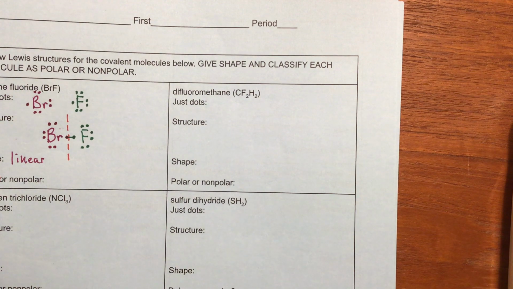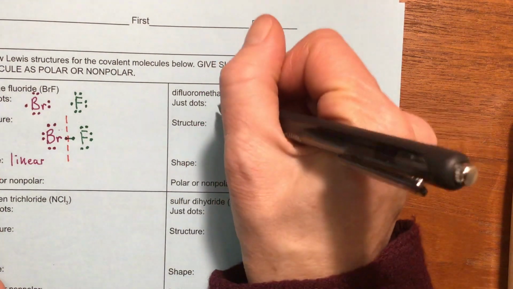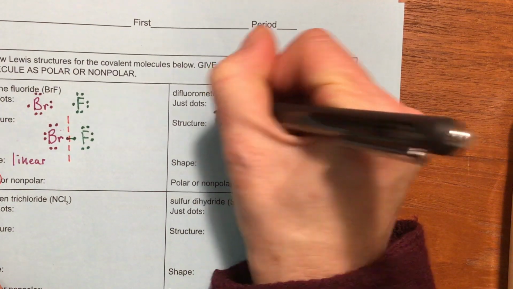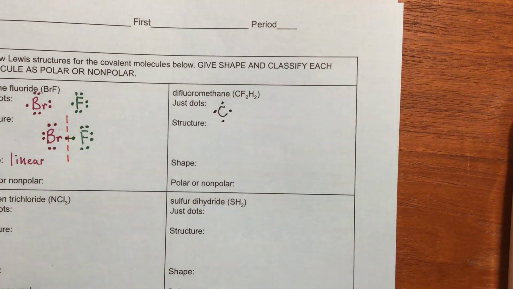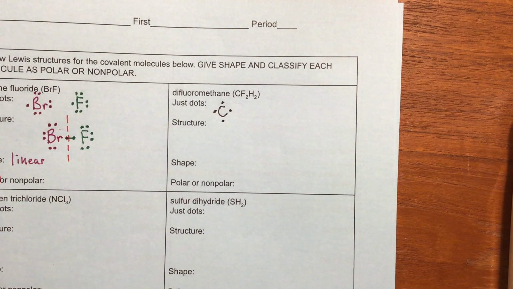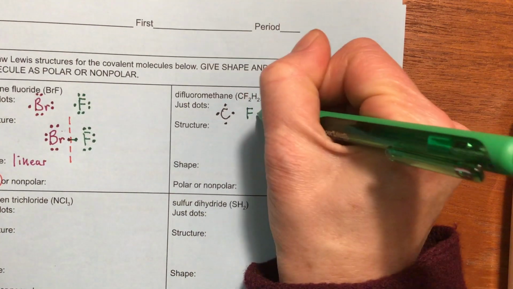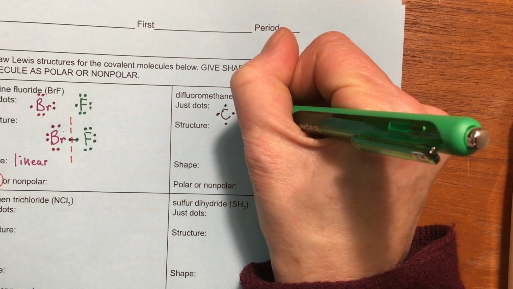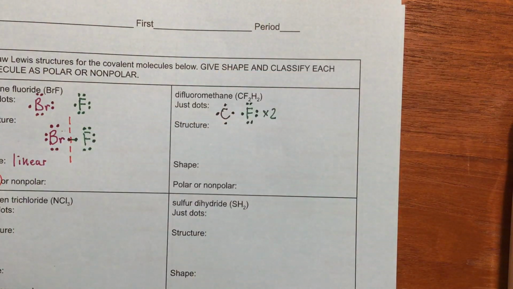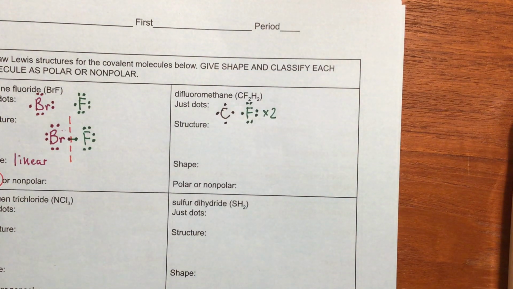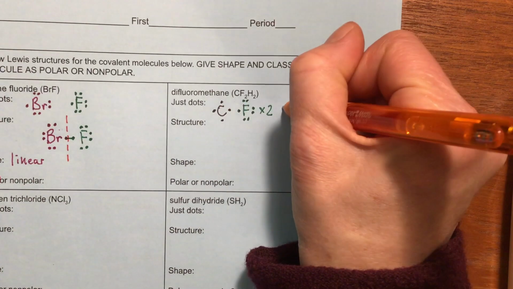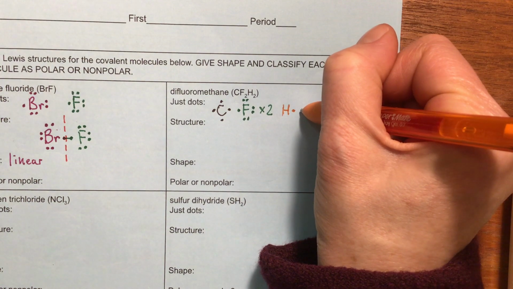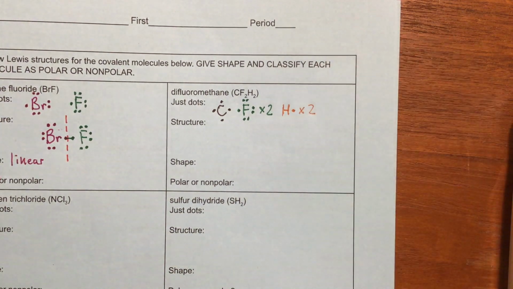Okay, so I'm moving on to difluoromethane. I'm going to draw the dots for that one. So I've got a carbon, 1 carbon. I've got 2 fluorines. That's going to be times 2, and 2 hydrogens for this one, with just 1 electron each because they're in the first column, and that is times 2.